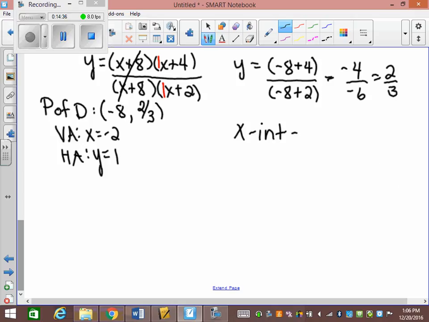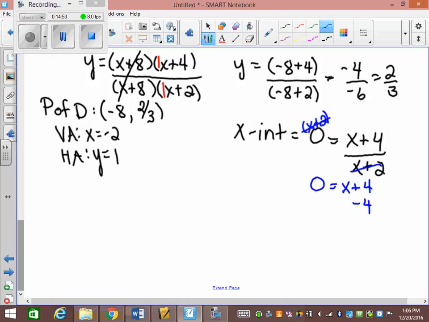X-intercepts are going to be 0 equals x plus 4 over x plus 2. For the x plus 2 up here, cross them off, and you're left with x plus 4, minus the 4. X equals negative 4. Negative 4 and 0. That's great.